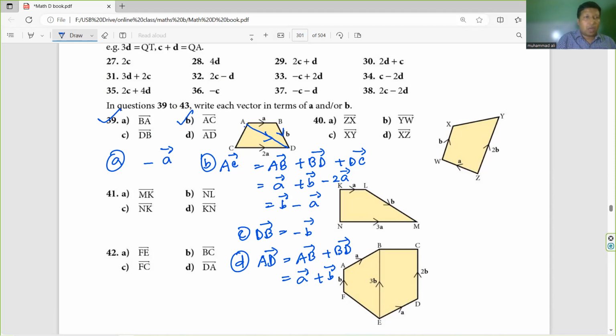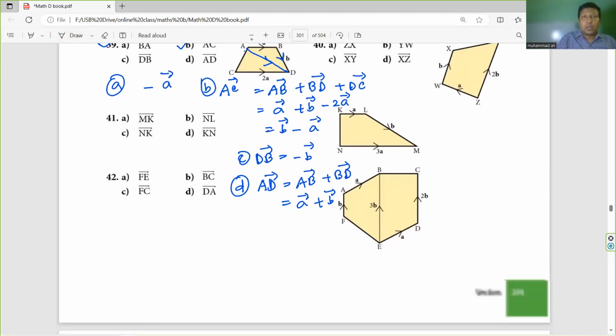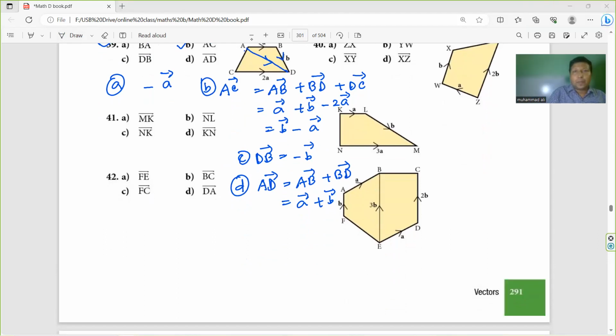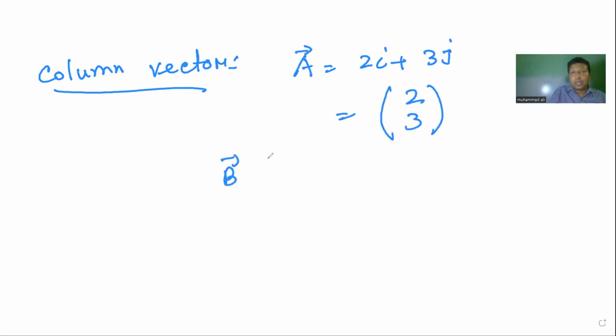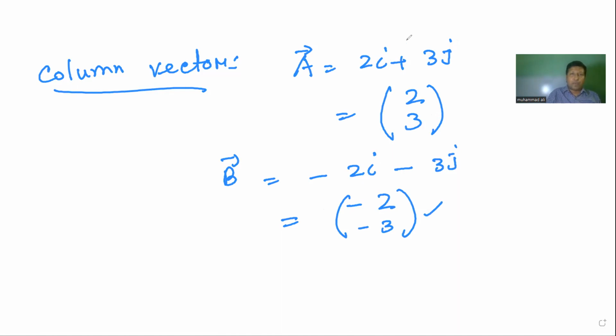Okay. So now column vectors. Like a vector equals 2i plus 3j. You can write this in column form like 2, 3. Or if b vector equals minus 2i minus 3j, if you want to write this in column form, we can write minus 2, minus 3. Okay, this form is said to be column vector form.